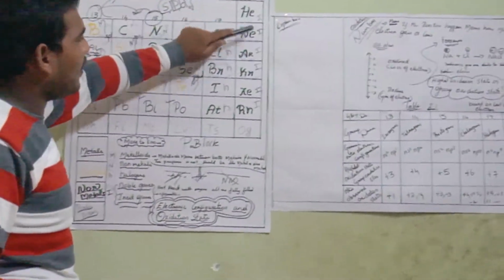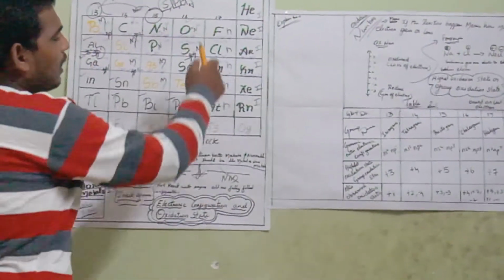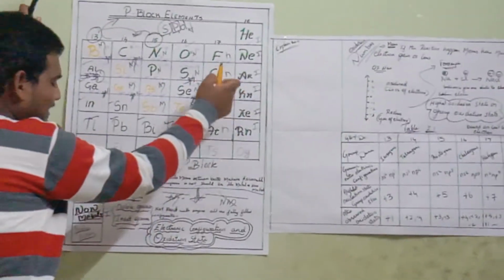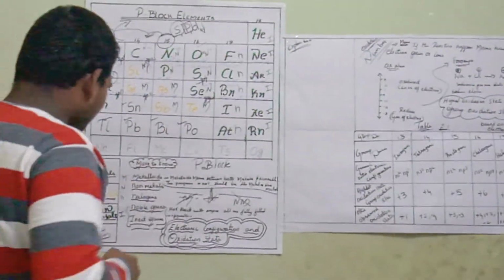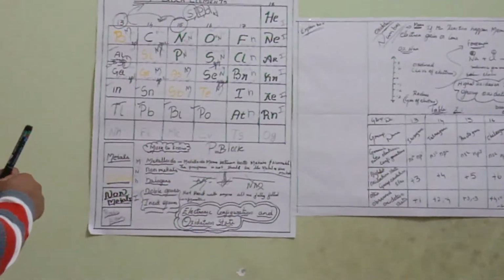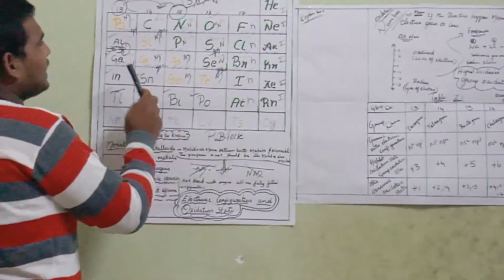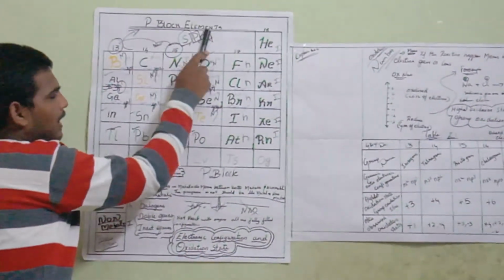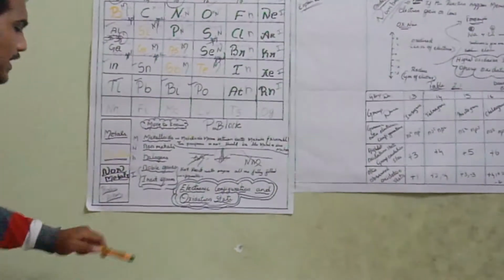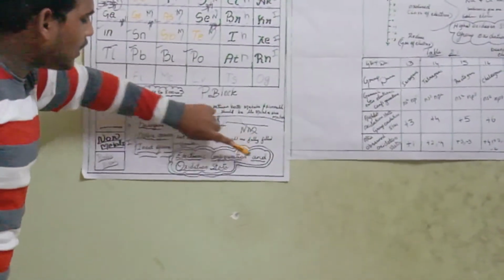And last and final, helium, neon, argon. These are known as the inert gases or the noble gases. These are very powerful gases also. I think I finished the introduction part of the p block element. Next I am going to move on to the electronic configuration and oxidation state.